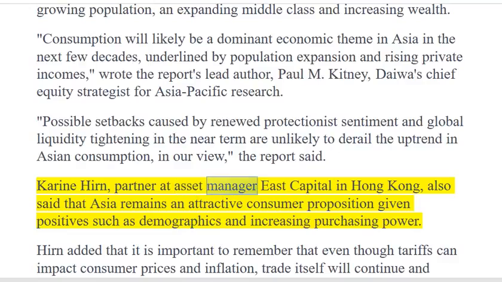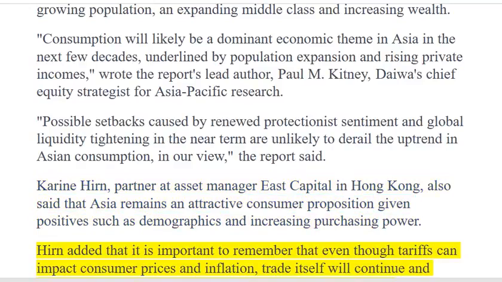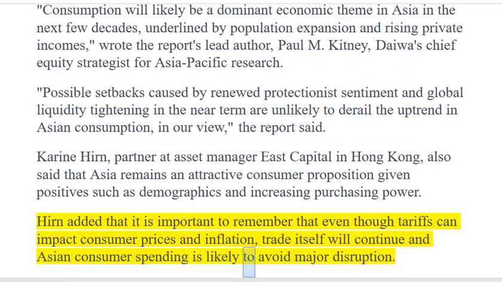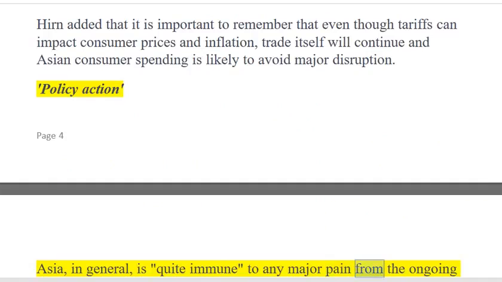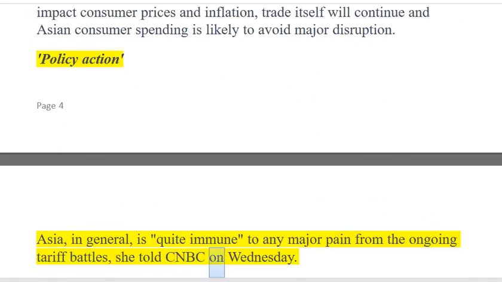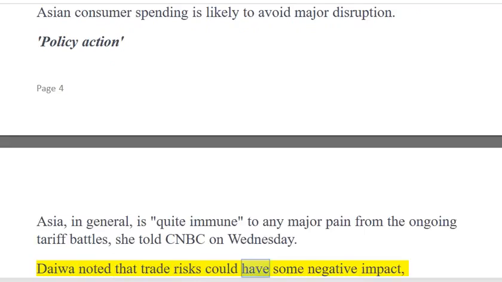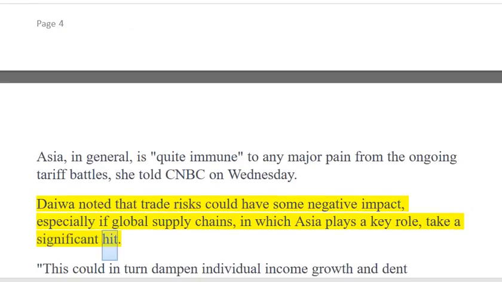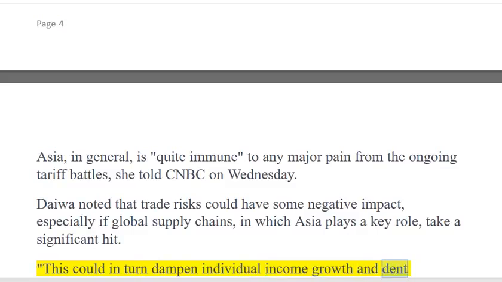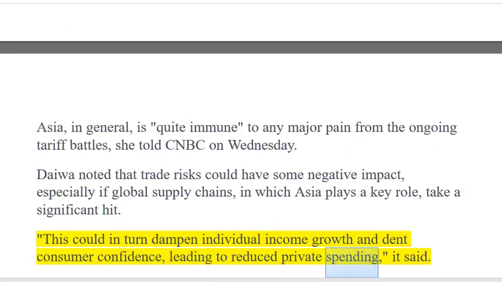Corinne Hearn, partner at asset manager East Capital in Hong Kong, also said that Asia remains an attractive consumer proposition given positives such as demographics and increasing purchasing power. Hearn added that it is important to remember that even though tariffs can impact consumer prices and inflation, trade itself will continue and Asian consumer spending is likely to avoid major disruption. Asia, in general, is quite immune to any major pain from the ongoing tariff battles, she told CNBC on Wednesday. Daiwa noted that trade risks could have some negative impact, especially if global supply chains, in which Asia plays a key role, take a significant hit. This could in turn dampen individual income growth and end consumer confidence, leading to reduced private spending, it said.